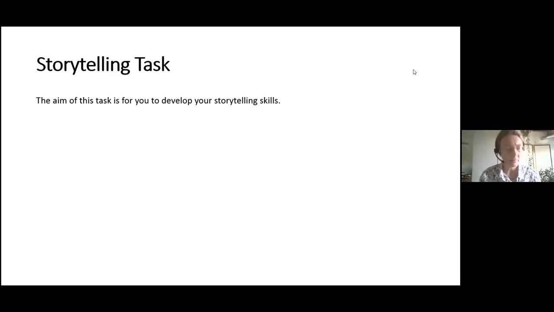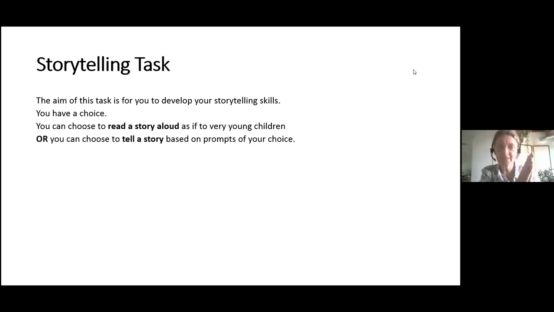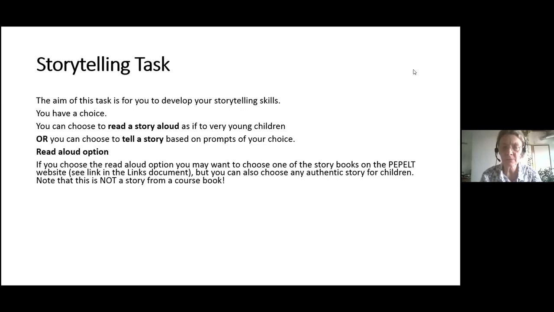So this is the instruction that they had on the Moodle. The aim of this task is for you to develop your storytelling skills. You have a choice. You can either read a story aloud as if you were reading it to young children, or you can tell a story. So we've got here the minimal, less risk-taking version: you can read it aloud. And the more risk-taking version is you can tell a story and you can use whatever prompts you want. And more specific scaffolding with instructions.